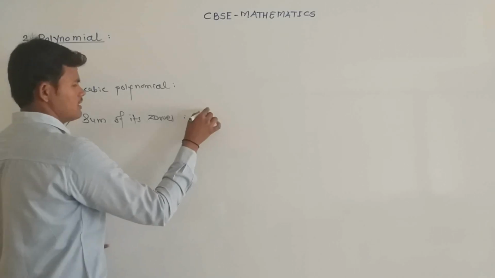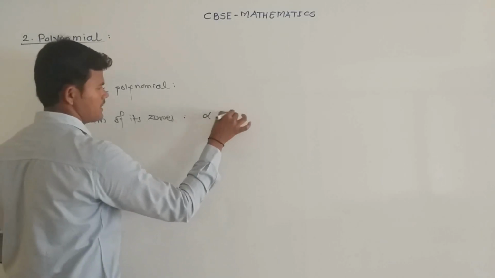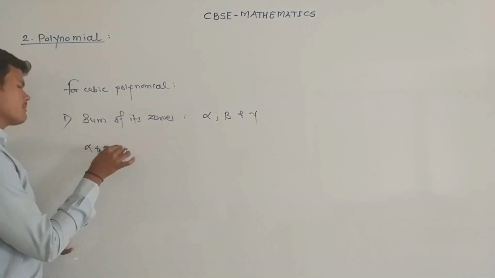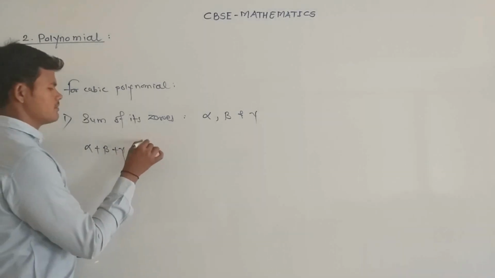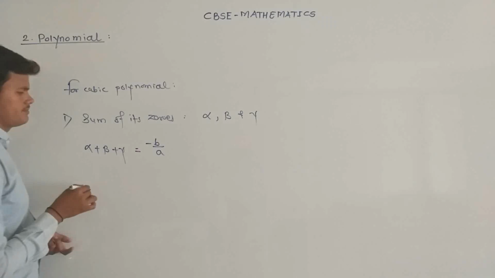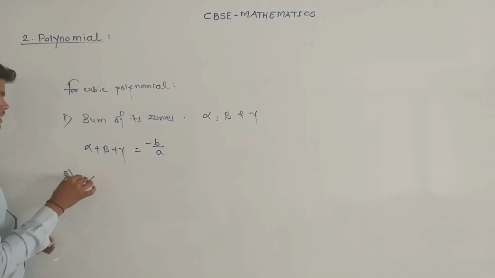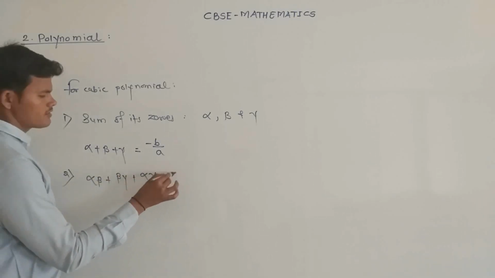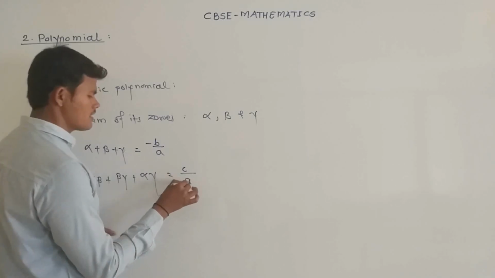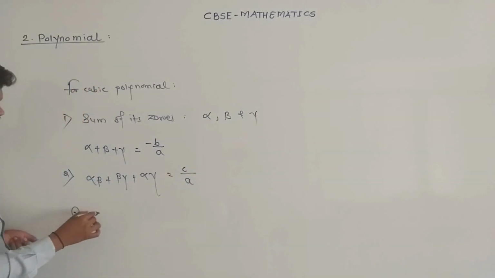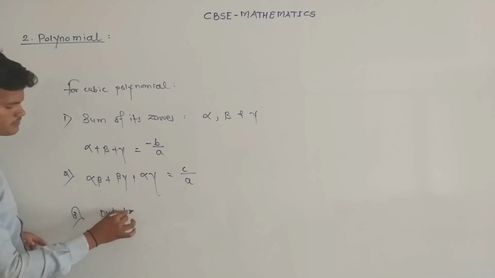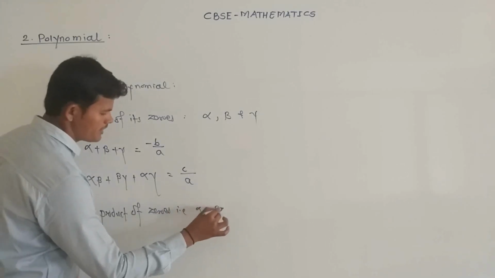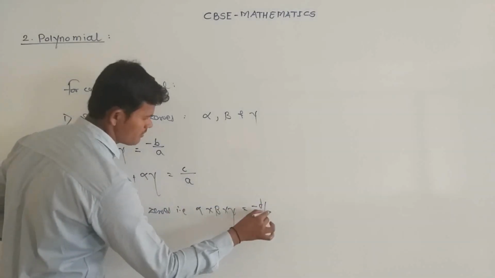For a cubic polynomial, consider alpha, beta and gamma are the zeros. So alpha plus beta plus gamma is nothing but minus b by a. And the second relation is alpha into beta plus beta into gamma plus alpha into gamma is equal to c by a, and the last relation is the product of zeros, that is alpha into beta into gamma is equal to minus d by a.